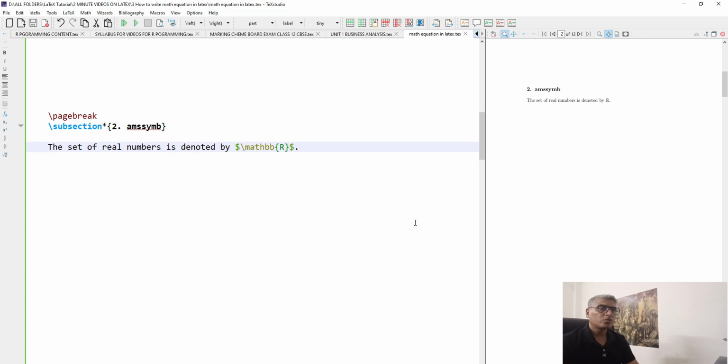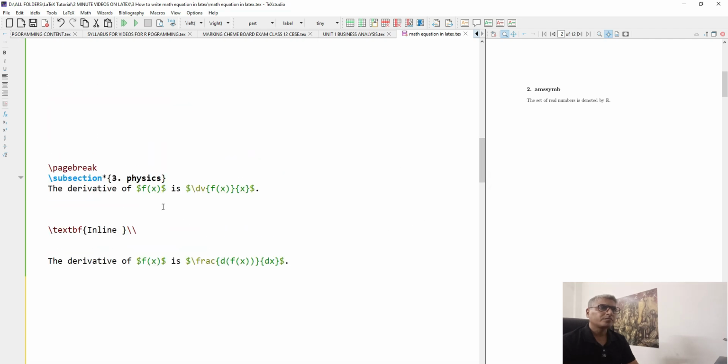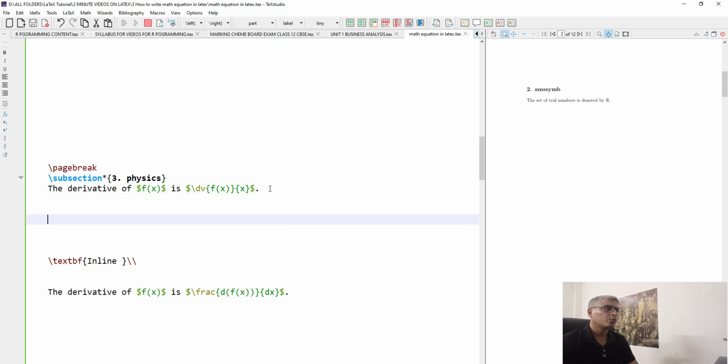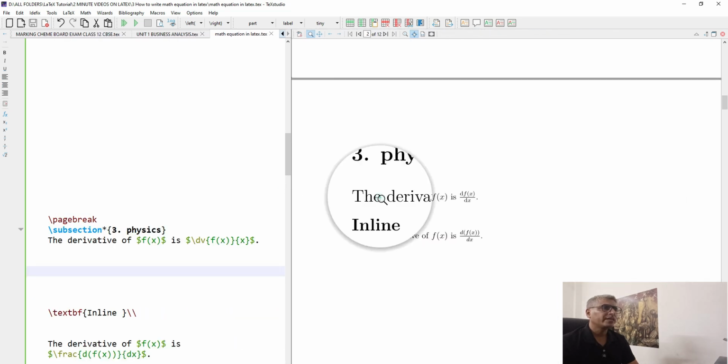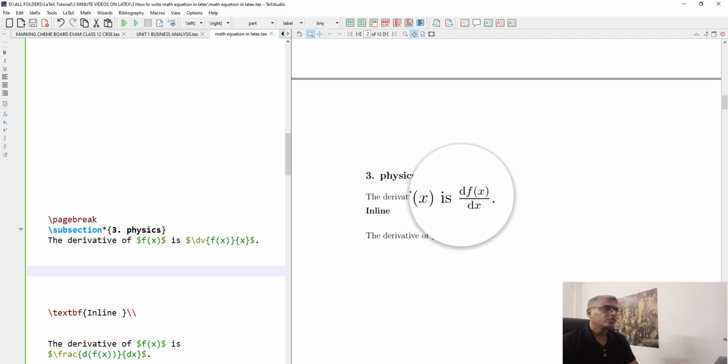Now let's understand our next package. Our next package here is the physics package. It is going to help us in writing equations like derivatives and vectors as well. Here we have written the derivative of f(x) is \dv{f(x)}{x}. That means this part denotes the denominator. If we see the output here in our output pane, we can see how beautifully it has been written. This is the first part where we have used the physics package, and you can see that it has shown us in the fraction form.